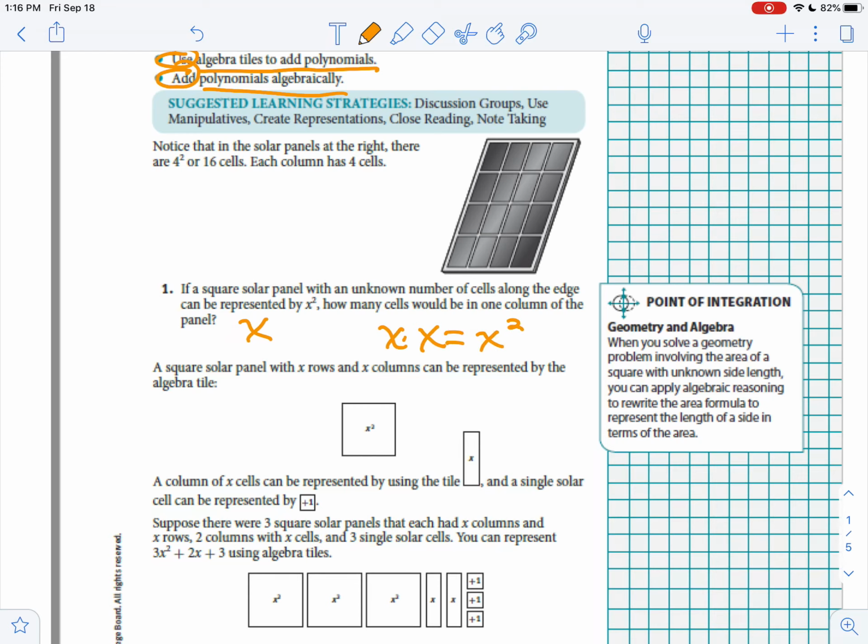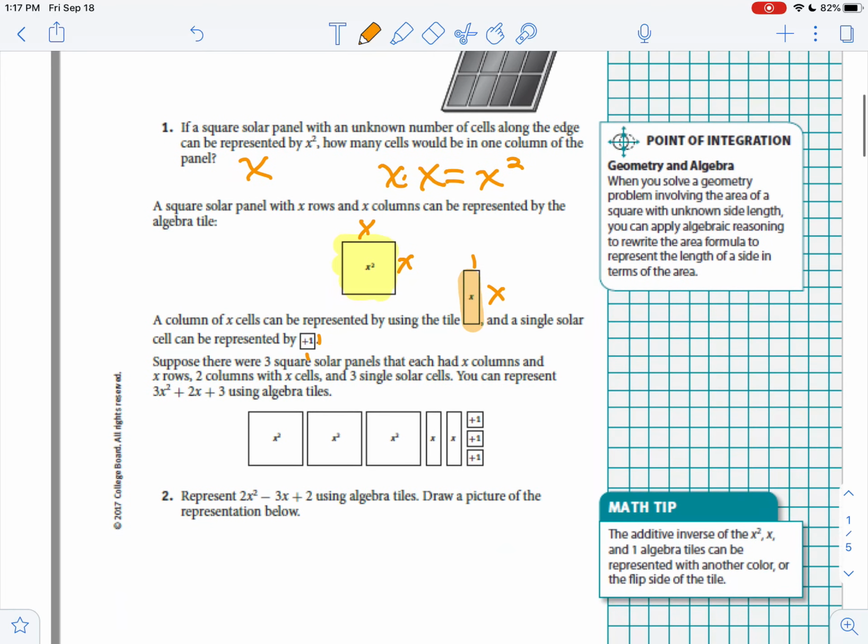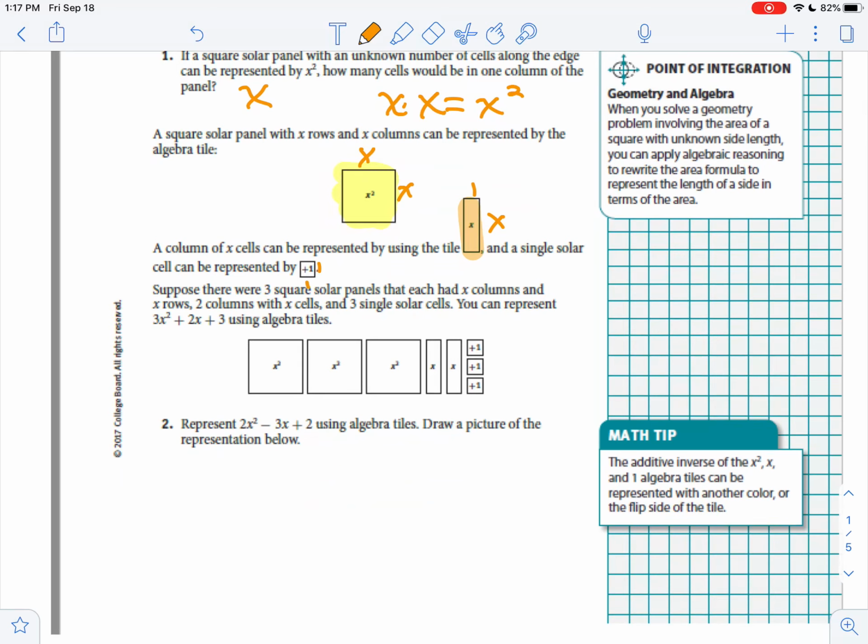Okay? So a square solar panel with x rows and x columns can be represented by this square. Whereas if we have a solar panel that's just a column of x cells, that'd be like x by 1. So we have x by x, we have 1 by x, and then finally we have a little 1 by 1 that will make the one singular solar cell. Okay. So we can use these algebra tiles then to help us combine expressions. But first we're going to learn how to actually make an expression using them.